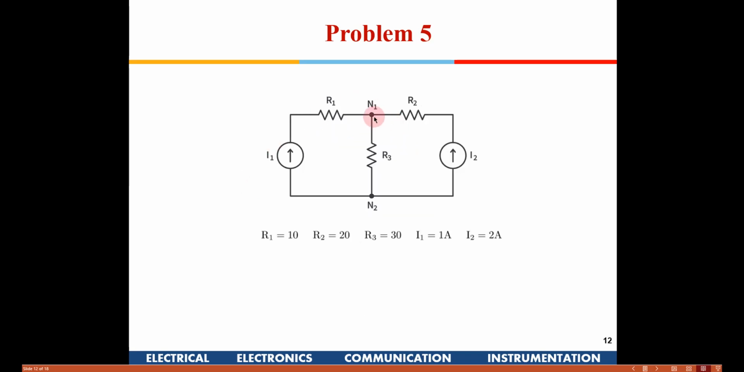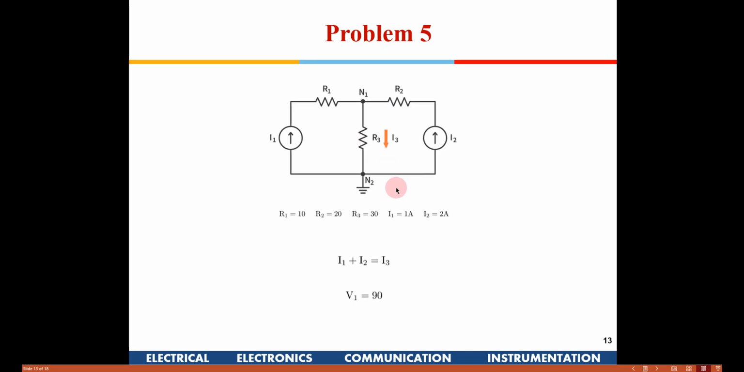Here the next problem is a simple nodal analysis, where instead of voltages, currents have been given. So it is better we do node analysis to get the answer. The values R1, R2, R3, I1 and I2 are given. We need to find the voltage across N1 and N2, and the current which is going to flow into R3. The first and foremost thing is we have to assign a reference ground. So we are going to assign N2 as ground here.